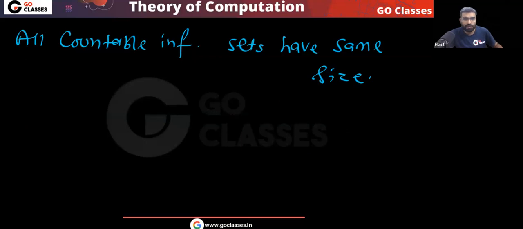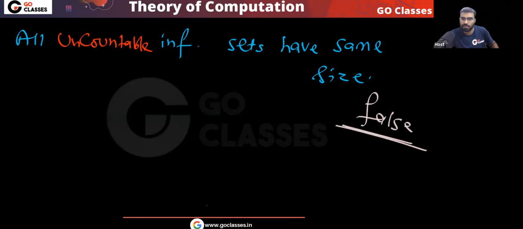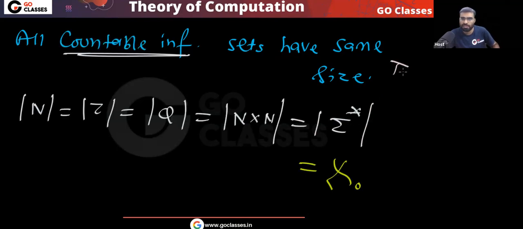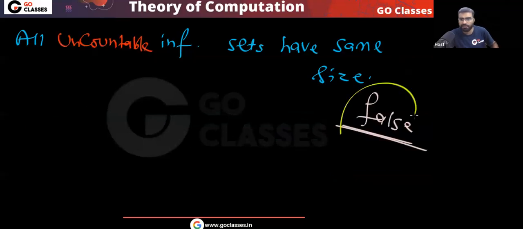Now, if I make the same statement for uncountable infinite sets, and every uncountable set is infinite, right, this statement is false. So I hope this point is clear. This statement is true, but remember, this statement is false.